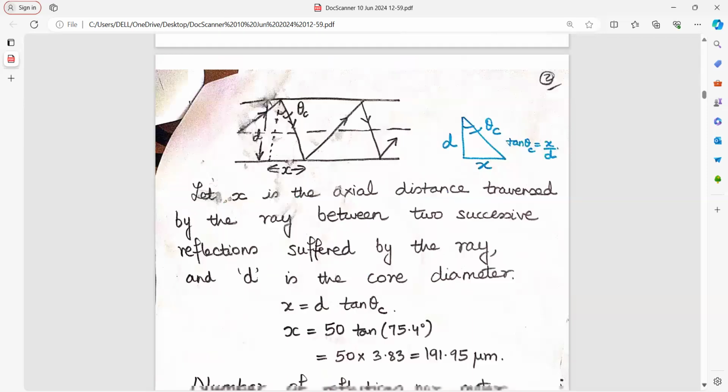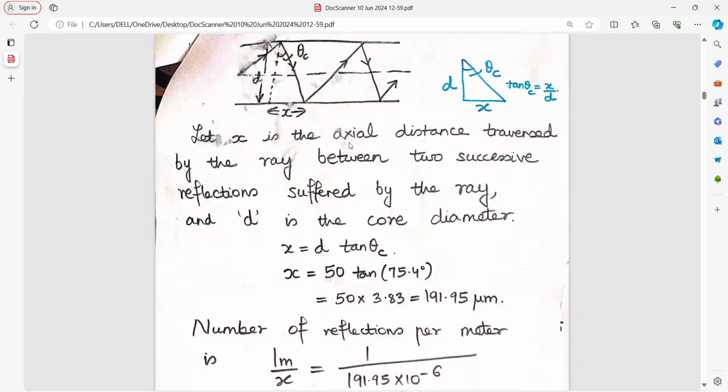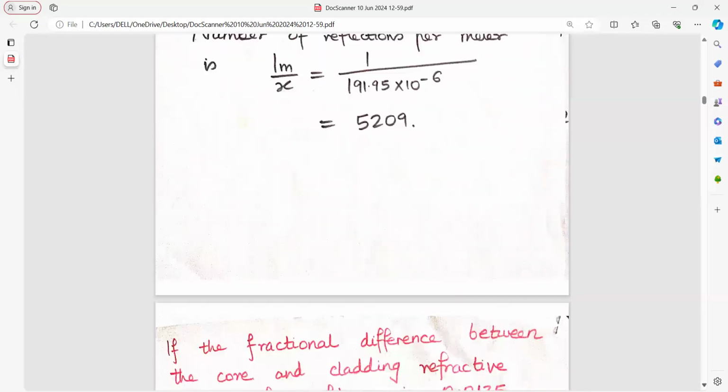You can see in the diagram also it has been explained to you that x is the axial distance traversed by the ray between two successive reflections suffered by the ray, and d is the core diameter. Then from this triangle, x is equal to d tan theta c, which is critical angle. So you get the distance x, number of reflections becomes equal to 1 upon x.